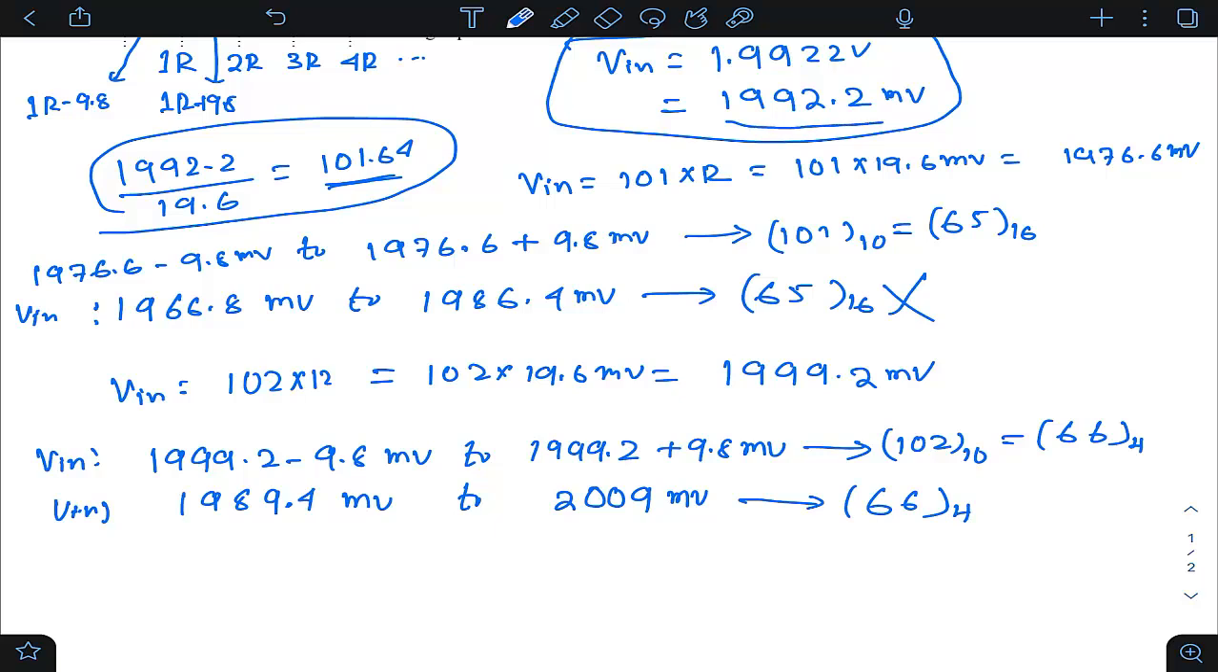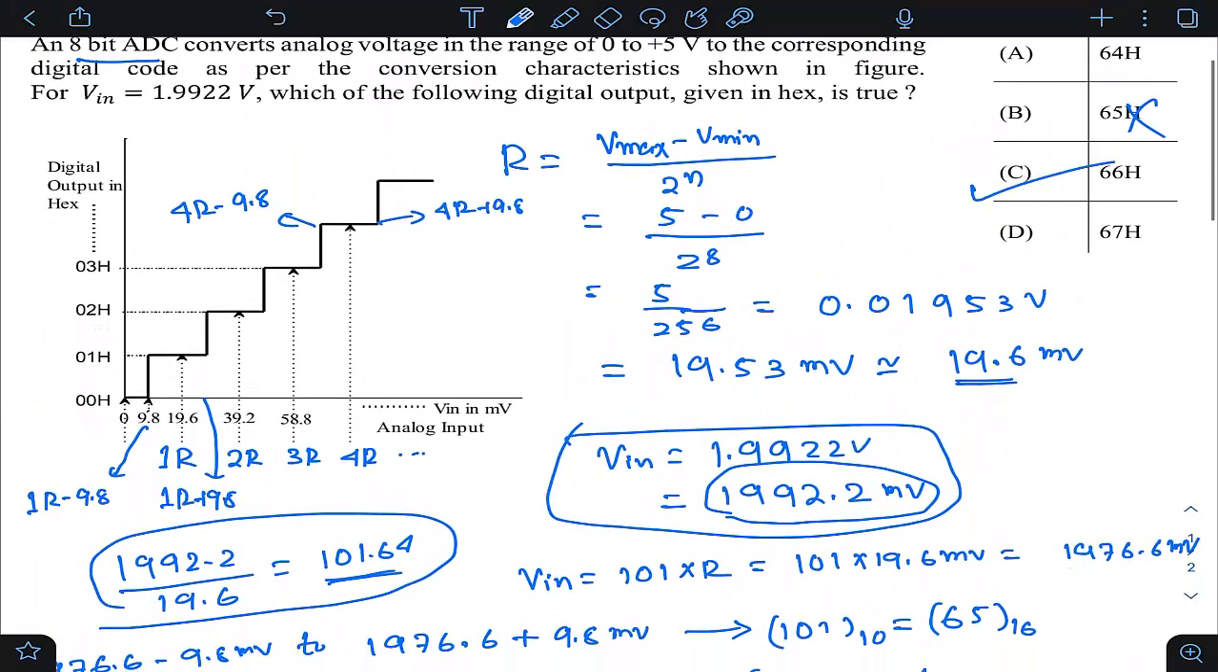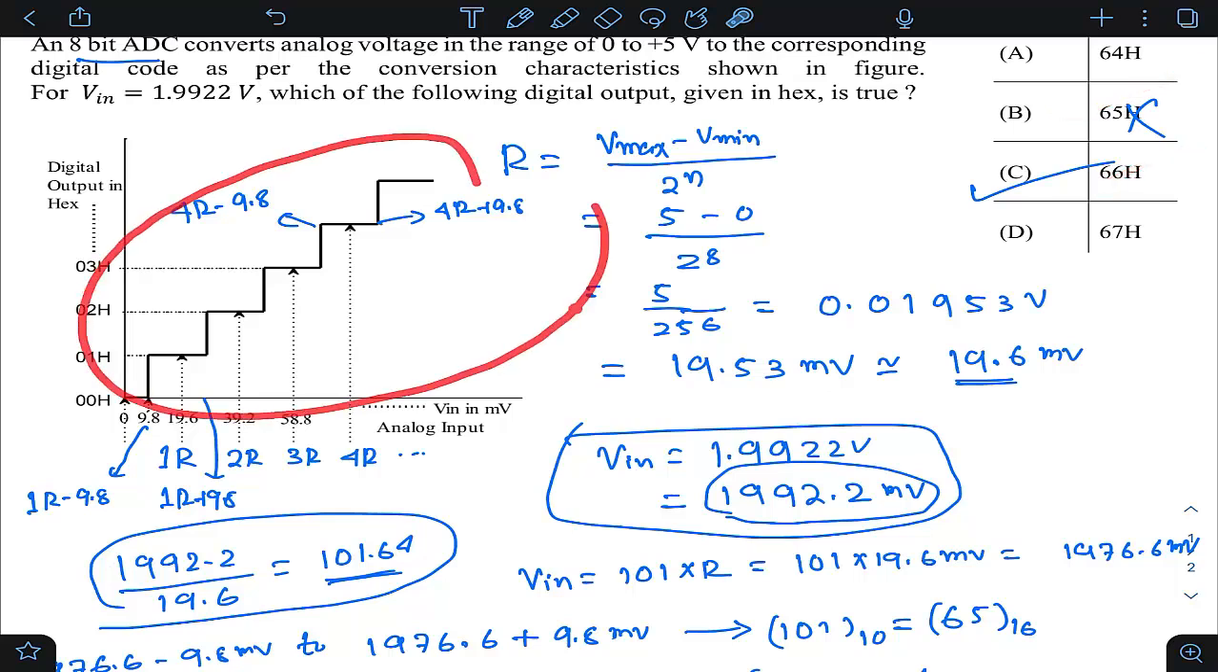Now, whether this input 1992 is lying in this range, yes, it is. Because it lies in this range, the corresponding output is 66 in hexadecimal. So the answer has to be 66. The reason I'm explaining this much is the confusion among students about whether the answer is 65 or 66. For that, this waveform is given. You should have the idea.